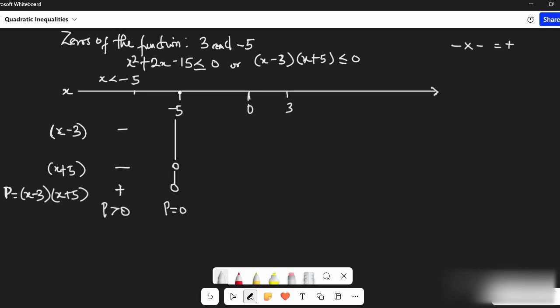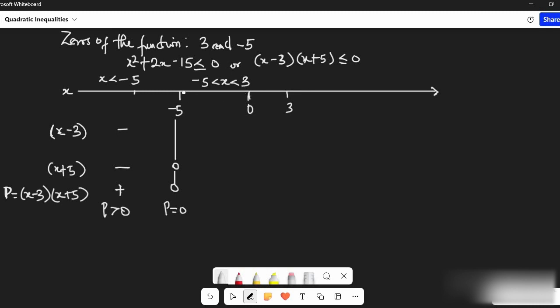So now we'll move to the right of -5, where x is between -5 and 3. So here we know that x is greater than -5, but less than 3. So write this as -5 is less than x, is less than 3. Okay, so that's the region here, between -5 and 3. So now we want to determine whether the product will be positive or negative in this region where x is greater than -5 and less than 3.